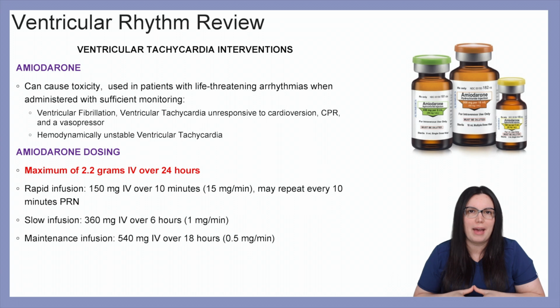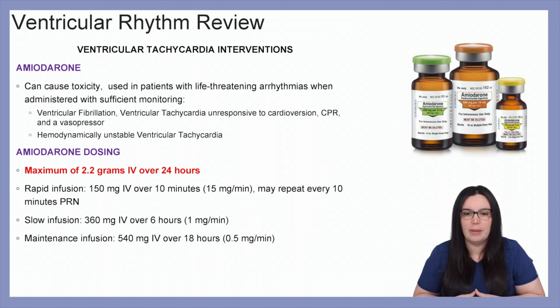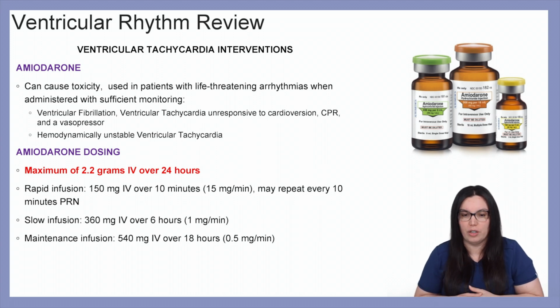Dosing, you want to have a maximum dosing of 2.2 grams IV over a 24-hour period. So with our rapid infusions, 150 milligrams IV given over 10 minutes may be repeated every 10 minutes PRN depending on what the rhythm shows. Slow infusions of 360 milligrams IV over 6 hours can be used, as well as a maintenance infusion of 540 milligrams IV over an 18-hour period may be used.